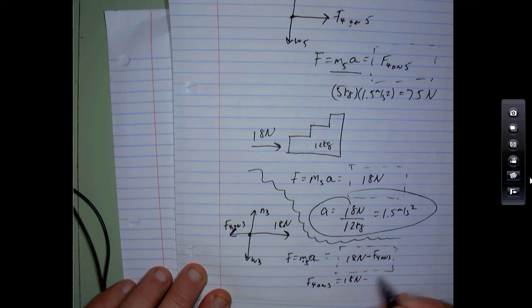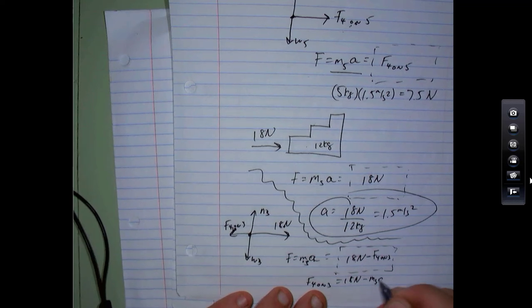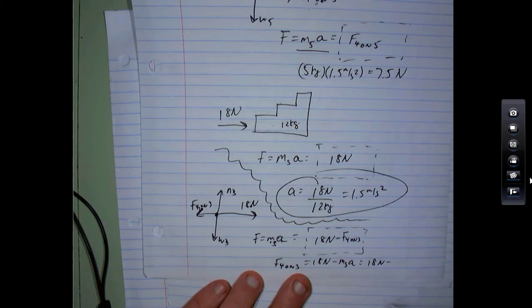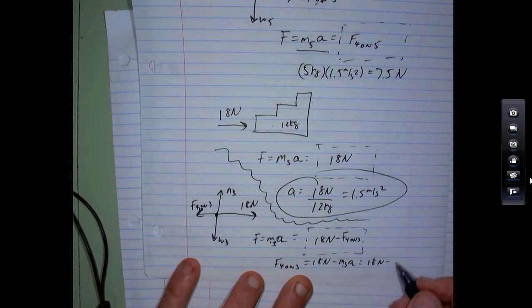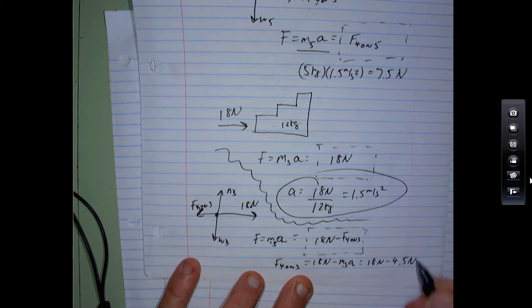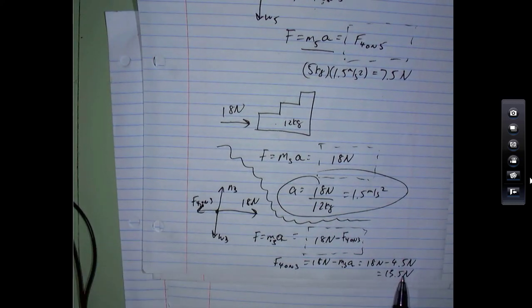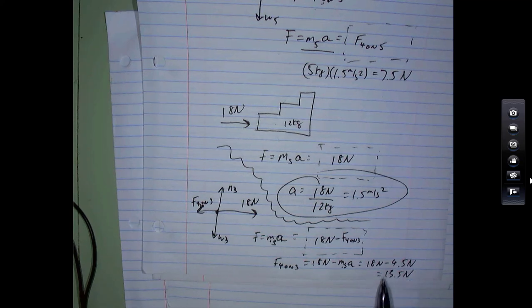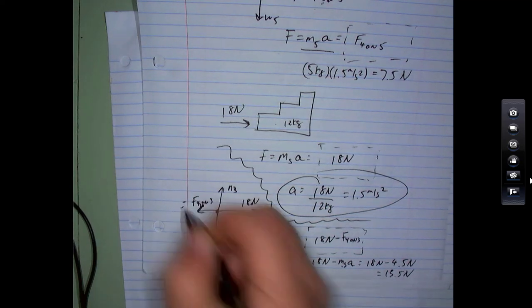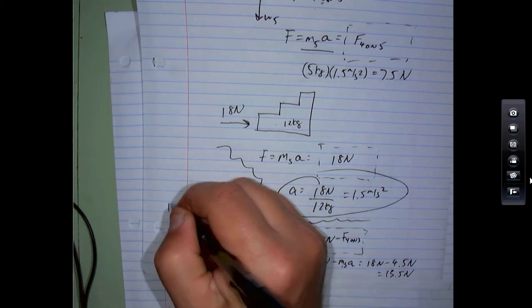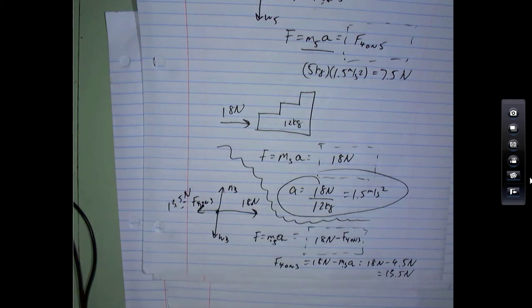18 newtons minus M3A. So you'd have 18 newtons minus 3 kilograms times 1.5, so minus 4.5 newtons. Whatever that turns out to be, 13.5 newtons. Okay, that's how much the force from 4 on 3 is. And then that gives you a net force of 4.5. Like there's 18 here. This one is 13.5 back the other way. The net force is 4.5.